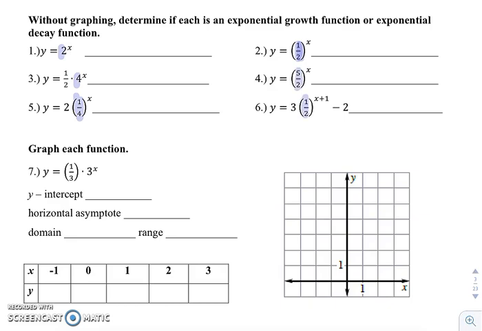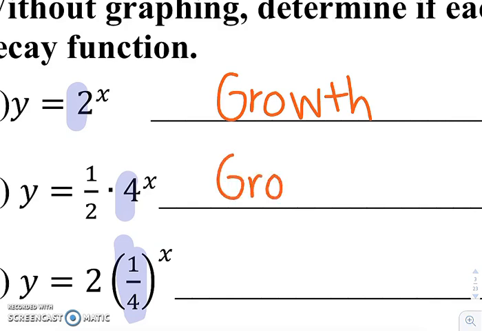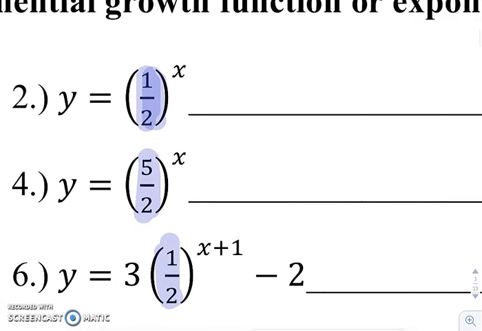So if we look at these values, if it's larger than 1, it's growth. If it's smaller than 1, it's decay. So for the first one, 2 to the power of x is growth, because it's larger than 1. 4 is larger than 1, so that would be growth. 1/4 is smaller than 1, decay. 1/2, smaller than 1, decay. 5/2, a fraction, but still larger than 1. 5/2 is larger than 1, so this would be growth.